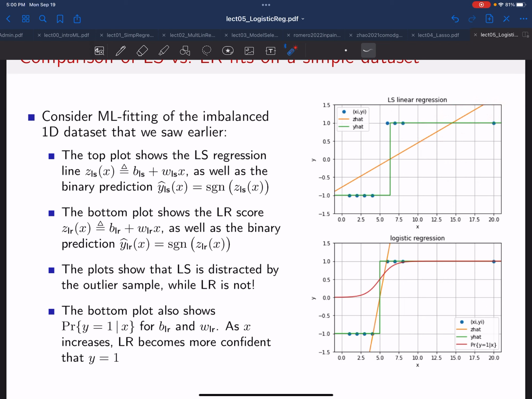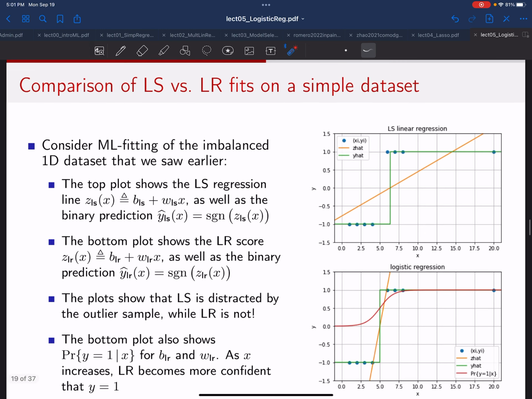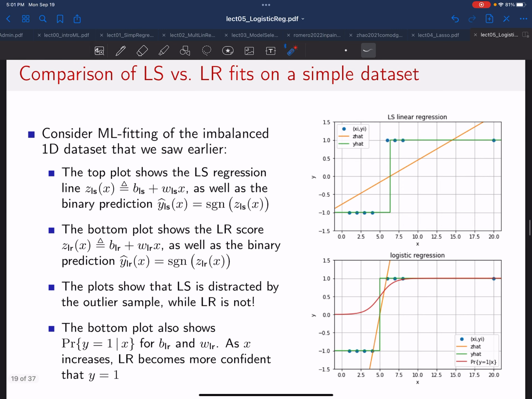Okay. And you can also see here, essentially, that for these different samples, you can get a confidence on how confident you are that the label was 1. So the further you get out to the right, you're more and more confident this label is 1. And as you get out to the left, you're more and more confident that the label was 0. Okay, so this is just to show that it is much more robust than least squares linear regression.